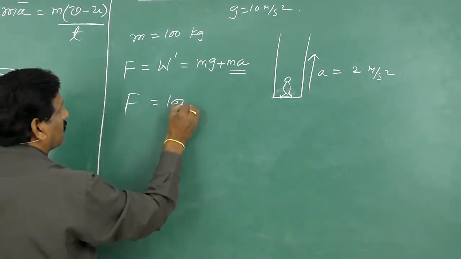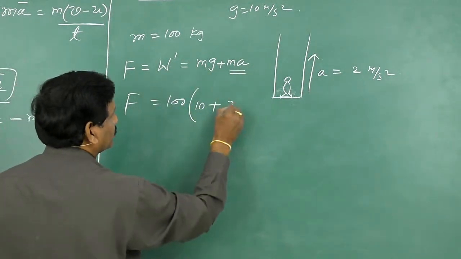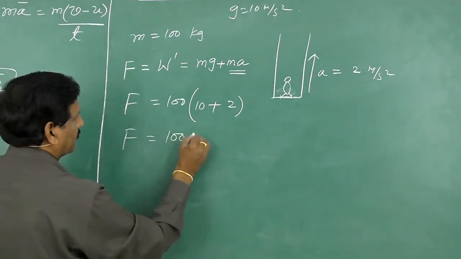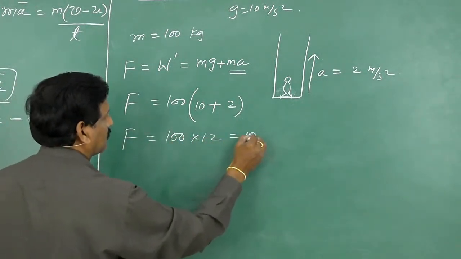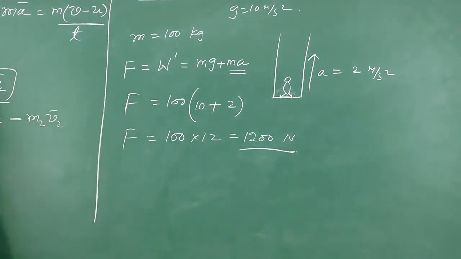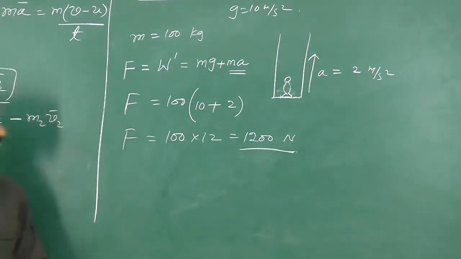So 100 mass into g is 10 plus here a is 2. So F is equal to 100 into 12. This is 1200 Newton. F is equal to 1200 Newton. So this is the force exerted by the floor on the man.